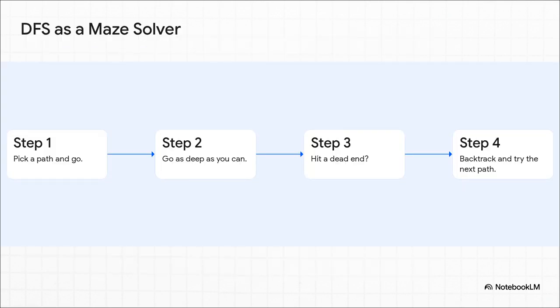I mean, the name says it all, right? Depth first. It picks a path and it just goes. It dives as deep as it possibly can down one single route. And only when it hits a dead end or finds what it's looking for, then it backs up to the last choice it made and tries the next path. It's systematic, and it never misses a spot.